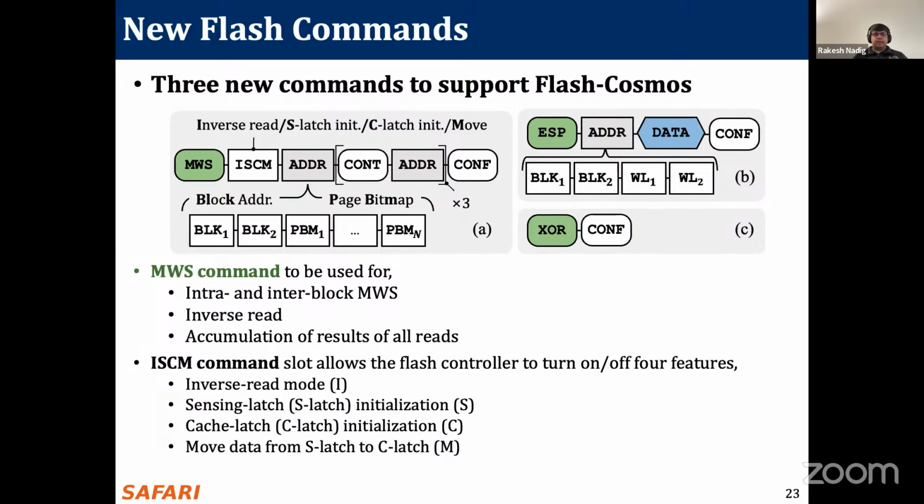Then there is also this ISCM command slot, which is part of the MWS command sequence. This allows the flash controller to control 4 features. One is the inverse read operation that I just mentioned. Then it also supports initialization of the sensing latch and the cache latch, and also moving the data from the S latch to the C latch. I'll explain this with an example.